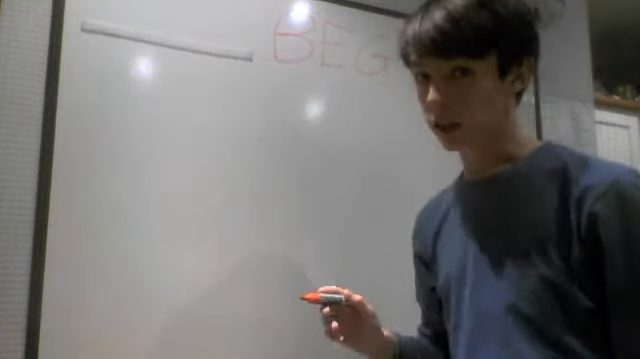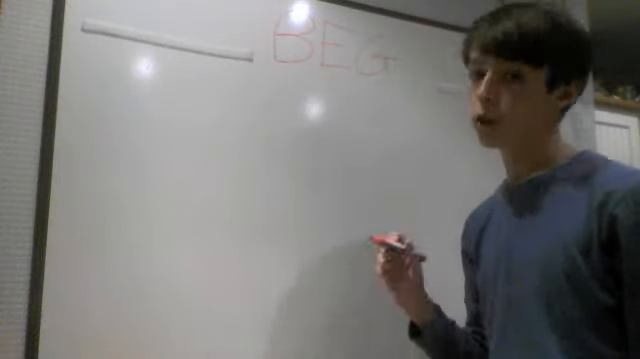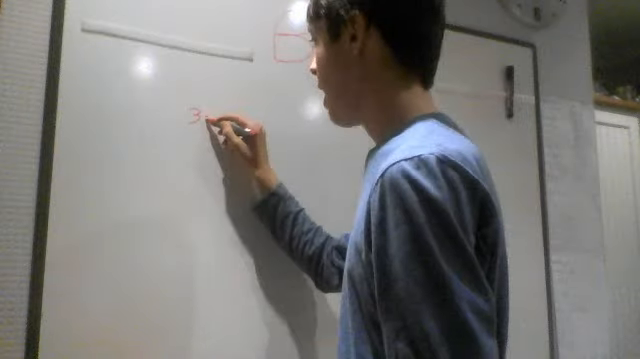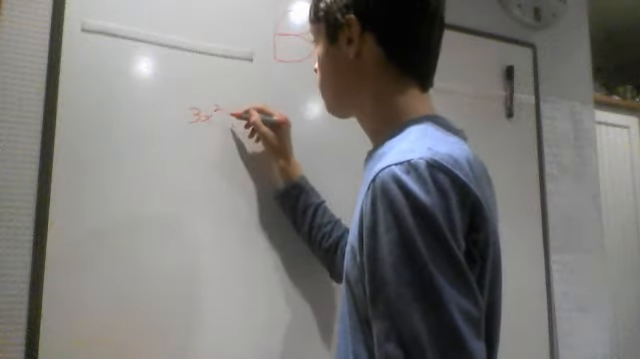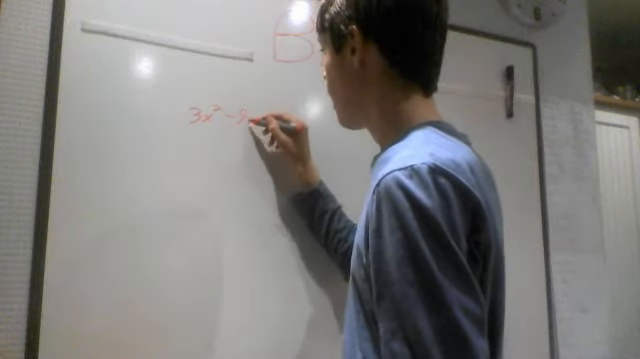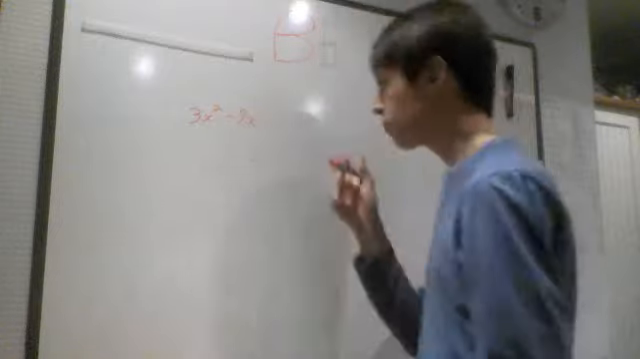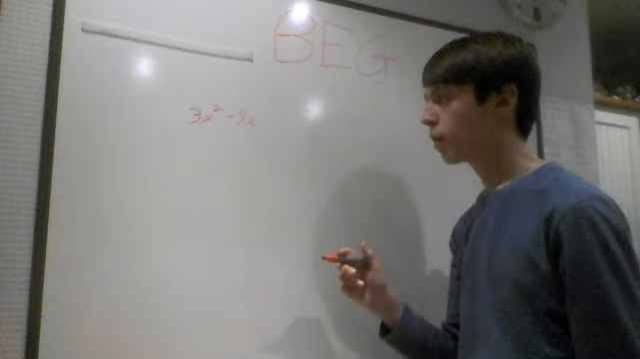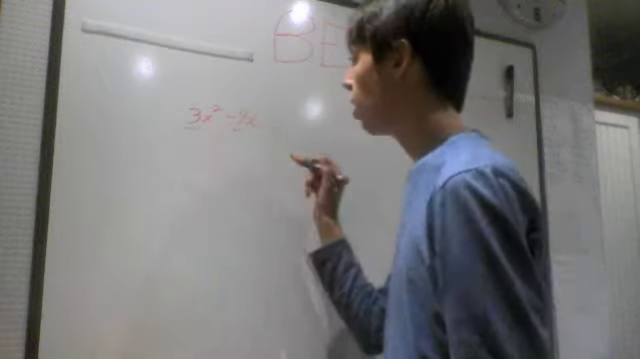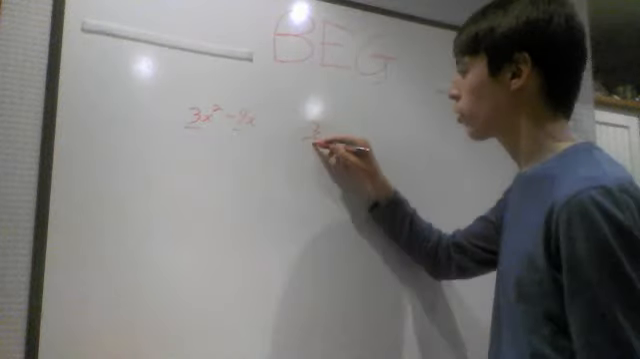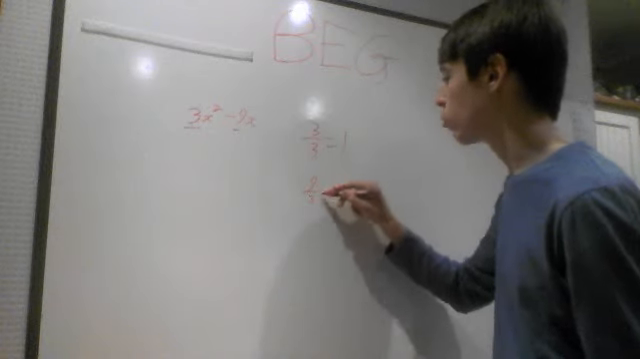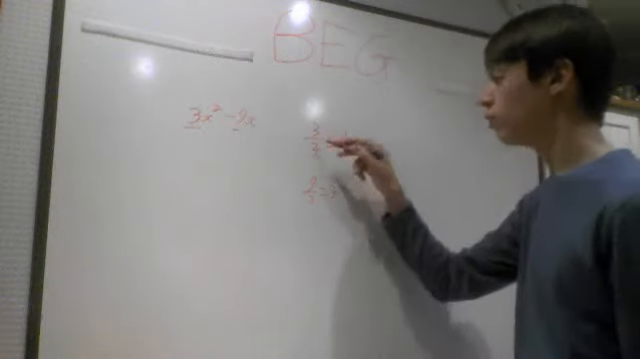For one final example, I am going to give you a more complicated one. Say something like 3x squared minus 9x. Now, what can you do with this? Well, you know that 3 and 9 are divisible by 3, because 3 over 3 equals 1, and 9 over 3 equals 3. They're both divisible by 3.